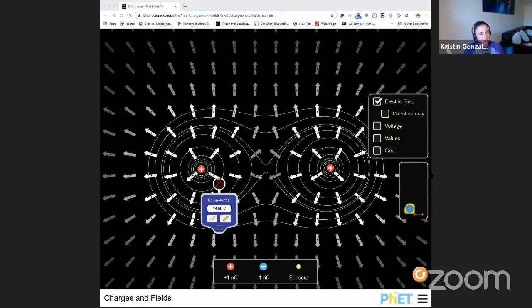Okay, so the next thing we want to look at here is which way would a proton have to move in order for the work done by the electric field to be positive, right?